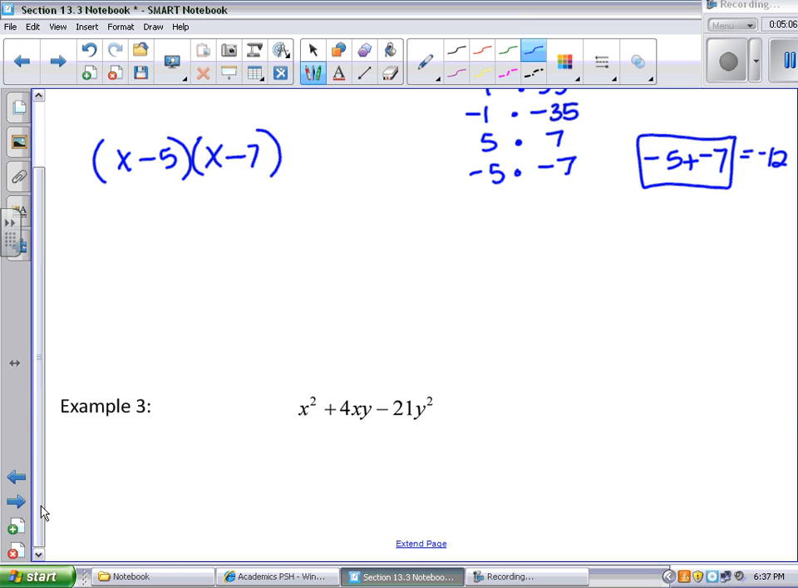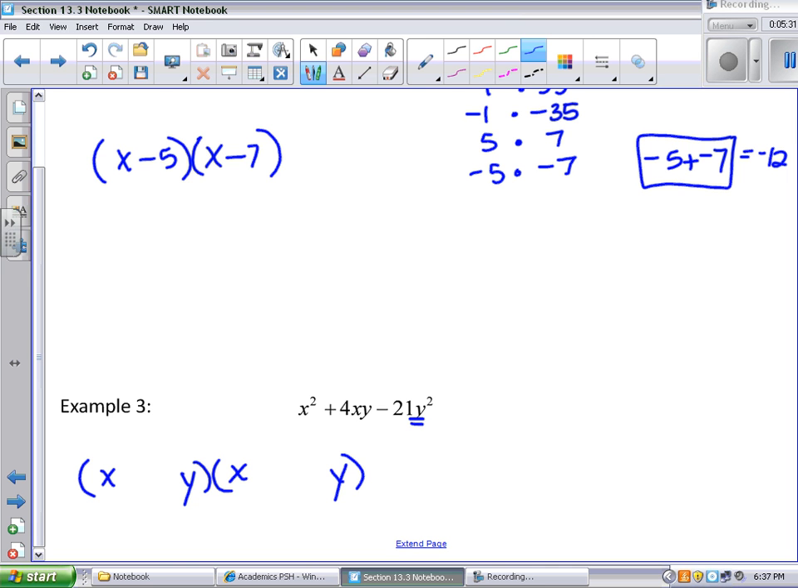In example 3, this one's a little bit different. We have two variables here, and I kind of think of it like this. When I factor it, I'm going to have an x, and an x will give me x squared. To get y squared in that last term, I'm going to have a y here and a y here. I'm going to have one y in each of my last factors there.